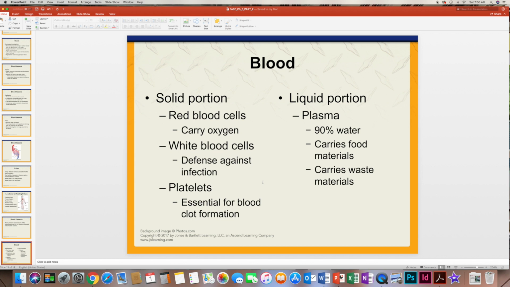The liquid portion of the blood is known as plasma. It's mainly water, and it carries food materials and waste materials.